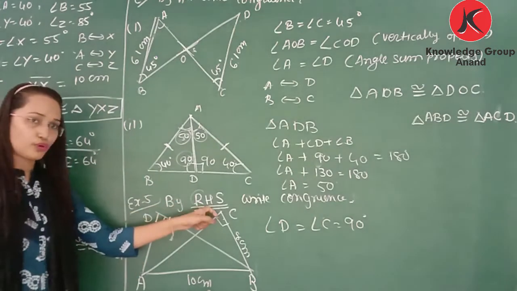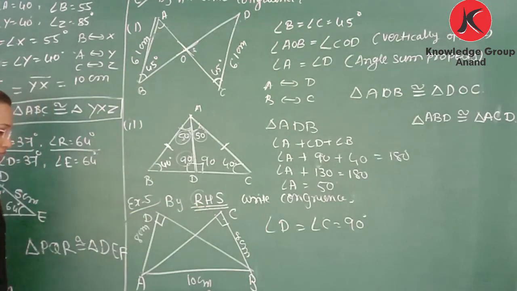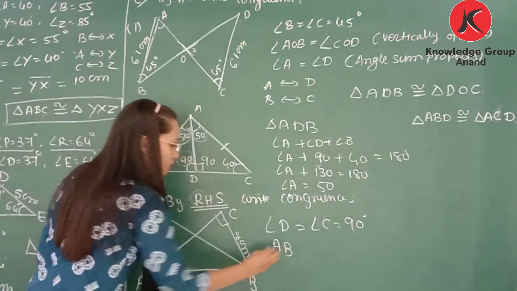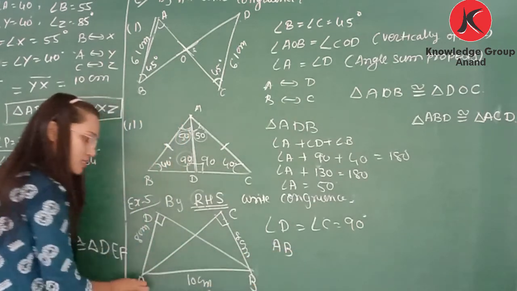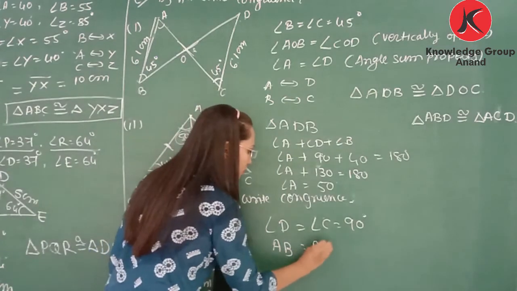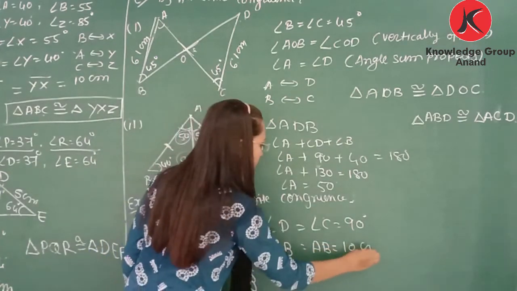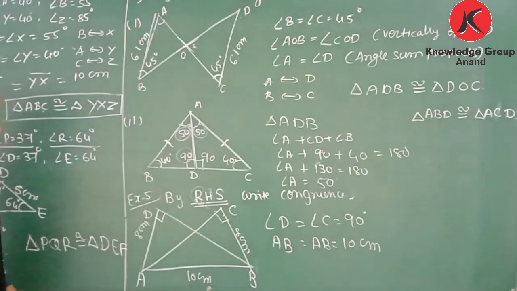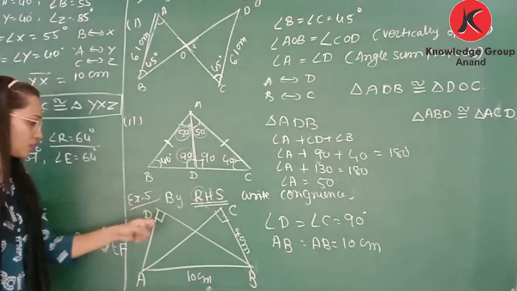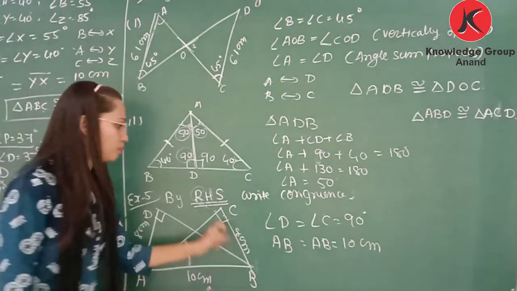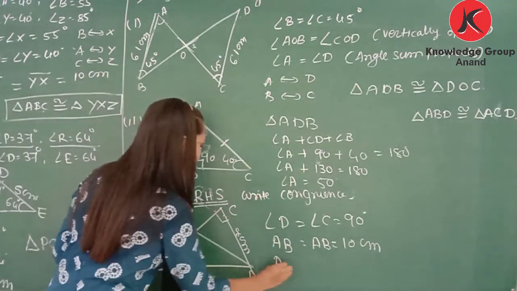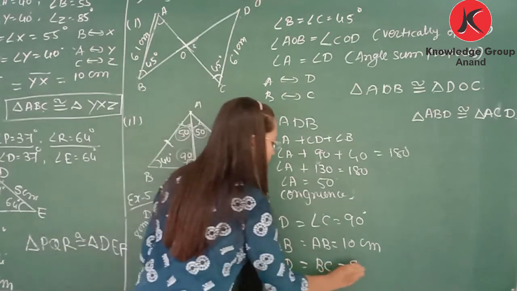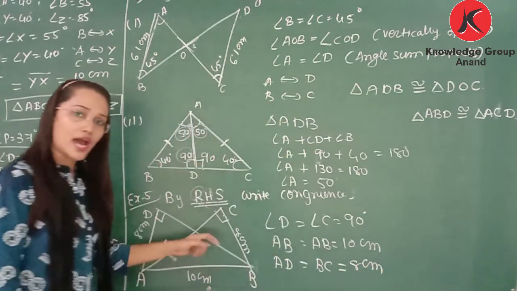Now find whether the hypotenuses are equal or not. So where is the hypotenuse for this triangle? It is AB. Now for the next triangle, it is again AB. That is 10 centimeters. It means the hypotenuse is also the same. So we satisfy the second condition. Now find the third side. AD and BC are equal to 8 centimeters. So the side is also equal.